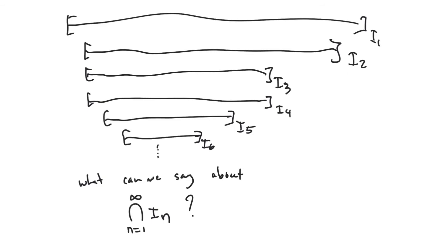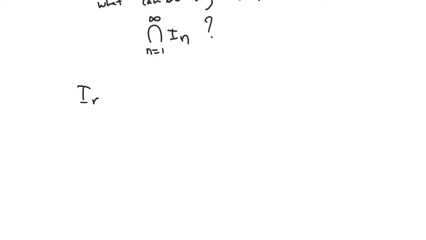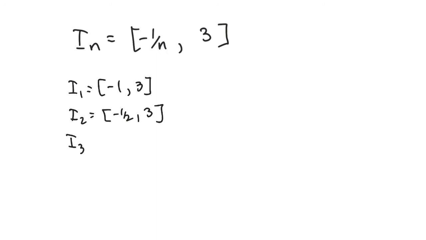All right? For example, I hope you got the picture here. For example, if I have something like In equals the closed interval from minus 1 over n to 3. What does that look like? Well, we can try and draw them. Maybe you don't even need to draw the picture. We can just plug in. The first one looks like minus 1 to 3, right? I plug in n equals 1, I get minus 1 to 3. The next one, I2, looks like minus 1/2 to 3. I3 looks like minus 1/3 to 3, right?